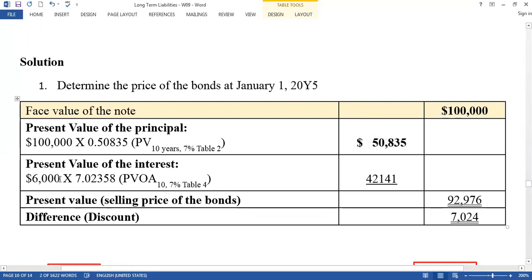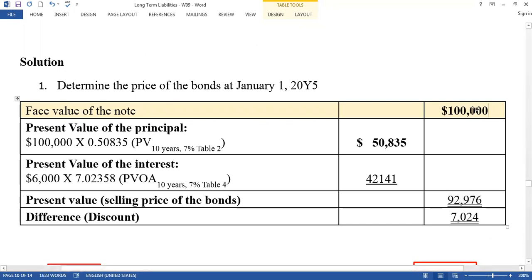Now interest is $6,000 times factor. So 10 years, we use 7%, this is the market rate, right? 7% is the market rate. And in table 4, we find that $4,241 is the present value of $6,000. So now we are going to add these two present values, and the price is $92,976. Okay, $92,976.